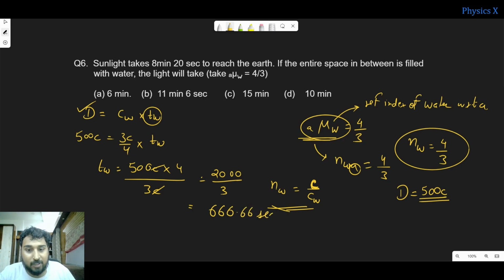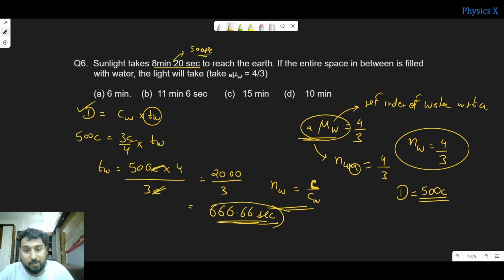So if you calculate this, this will be 666.6 seconds. Why? Because everything was in meter per second. Meter per second gets cancelled out, right? So this you get in seconds. Because this time I calculated 500 seconds, right? So everything will be in meter per second. Meter per second will be cancelled from this c. So the only unit left is seconds. 4 and 3 are constants. So unit is in seconds.